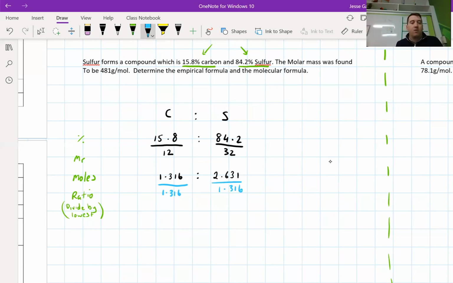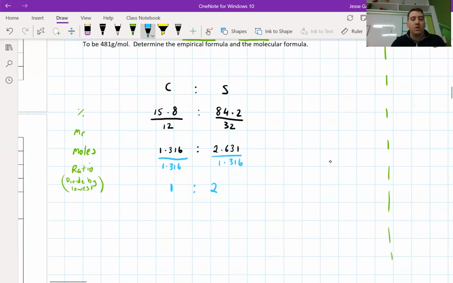Some of you out there will realize that you can do that in your head pretty much. This is obviously 1, since it's divided by itself, and this looks perfectly like it's going to be 2, and it is 2. Now, you might get 1.999 something, but for simplicity's sake, we'll say that's a 1 to 2 ratio. So now that we know that, what is our empirical formula?